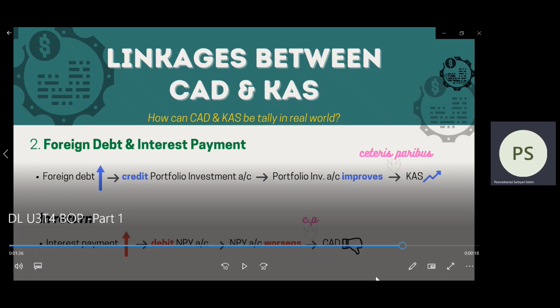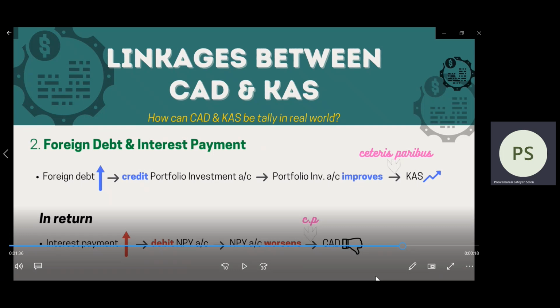Okay, another linkage here is between foreign debt and interest payment. The same concept: let's say we are receiving more loans or we have more debt, we will record it as inflow or credit in portfolio investment. So that causes our capital and financial account to be in surplus. But in return, having taken a loan, we have to make interest payments. So when there's a payment, we record it as a debit in net primary income, and net primary income worsens, causing the current account deficit to worsen as well.